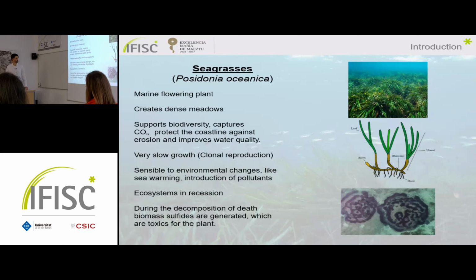And also, something that will be important for this thesis is that they form these kinds of patterns that have been associated with the production of sulfides during the decomposition of the plant biomass in anaerobic conditions. During the decomposition, these sulfides are created and fixed in the substrate, and this substance is toxic for the plant, inhibiting its growth or even killing it.